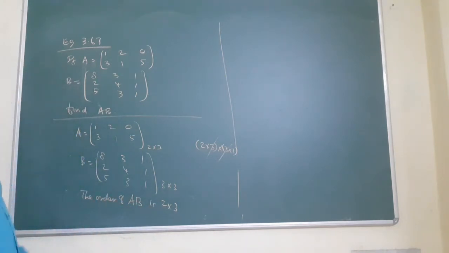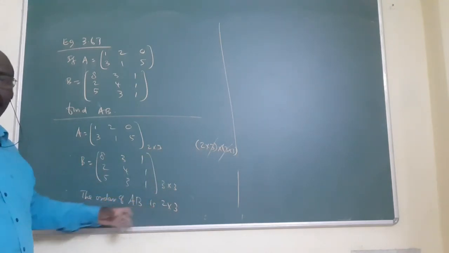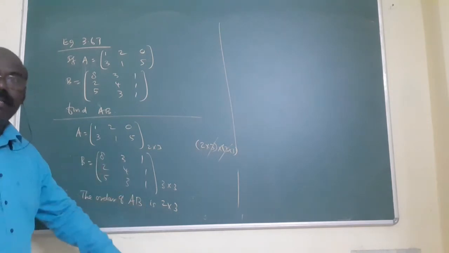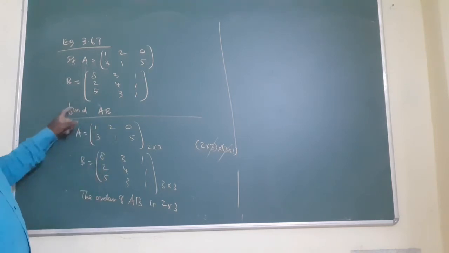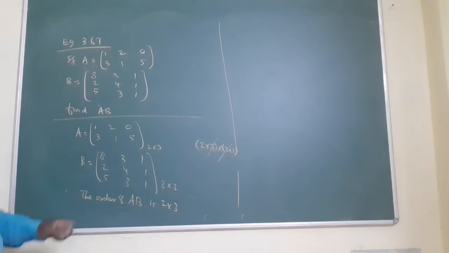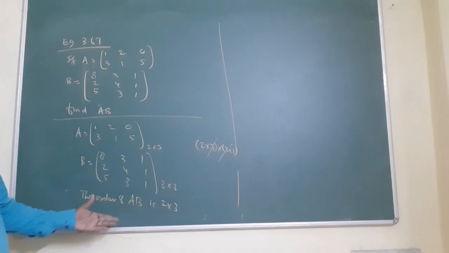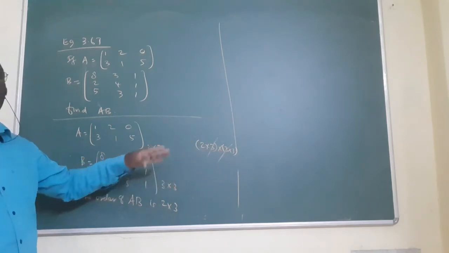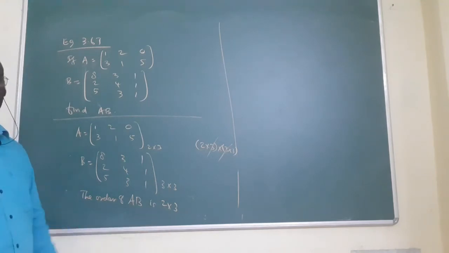Am I right? Suppose they are not equal, then immediately write the answer: the order of BA is not found out. That means the product of A with B is not defined. That is the answer. Suppose, for example, A is given, B is given, and find AB. First you consider the order, first matrix with second matrix. The column of the first matrix and the row of the second matrix will be equal. Multiplication is possible. We get the answer 2 cross 3. After multiplication, 2 cross 3 will come out.